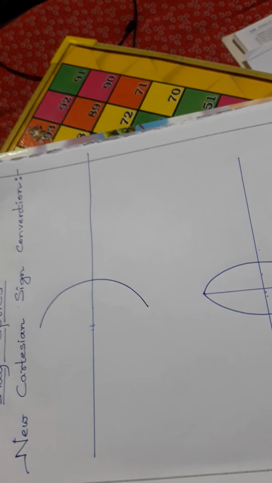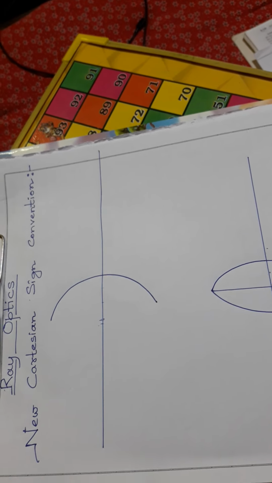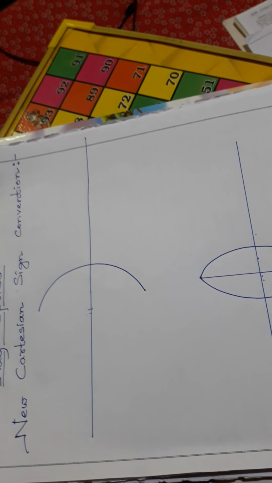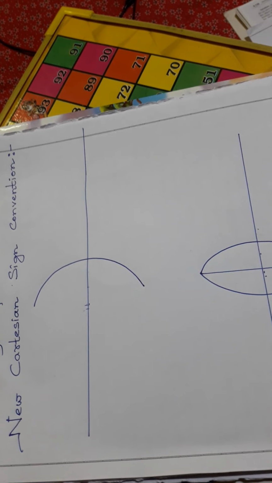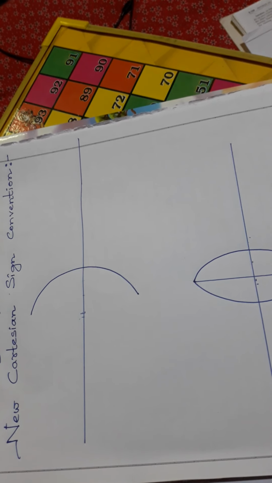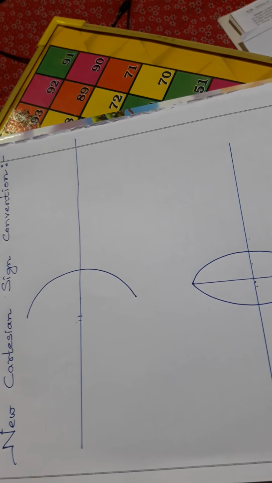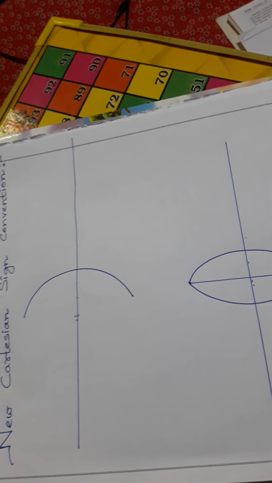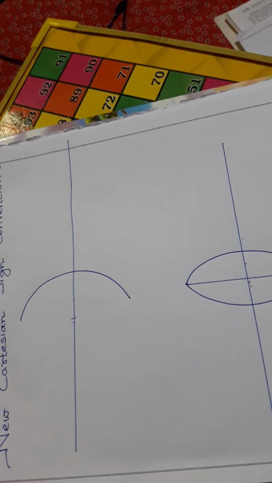Hello students, now I'll discuss the new Cartesian sign convention. A sign convention is very important in ray optics because the image may be real or virtual. How will we denote it, how will we understand?